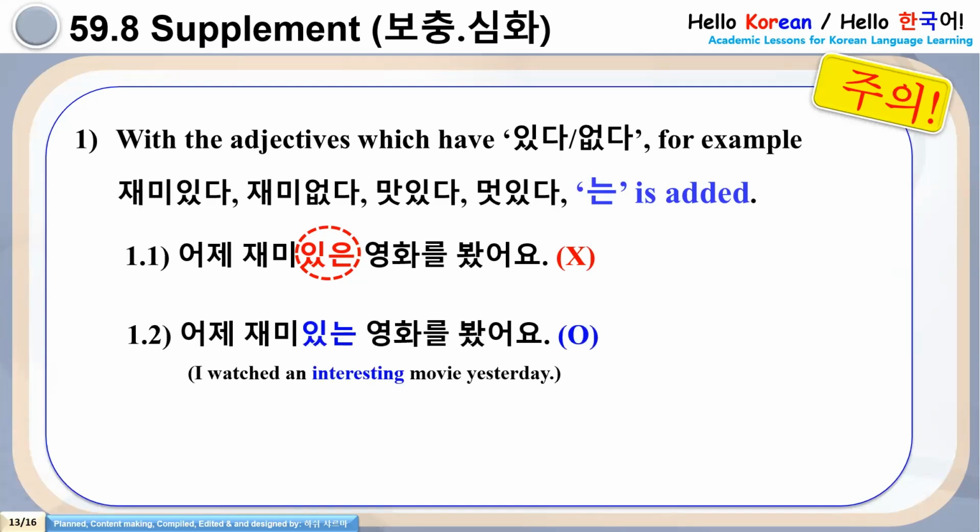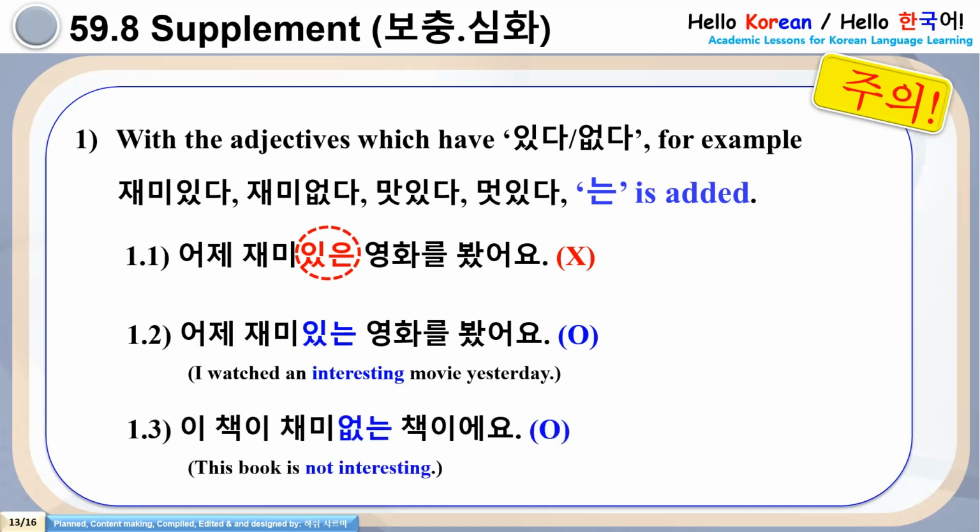Oje chemi innan yongwaral phassoyo. See 1.3. I chegi chemi omnan chegiyeyo. So please be careful. Any adjective which is having itta or opta, what we have to add? We have to add nun only.